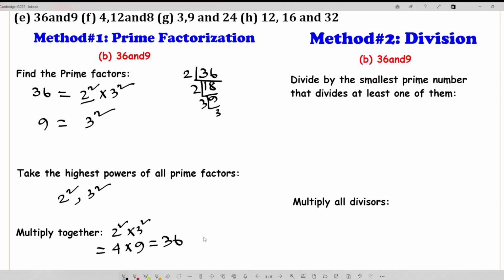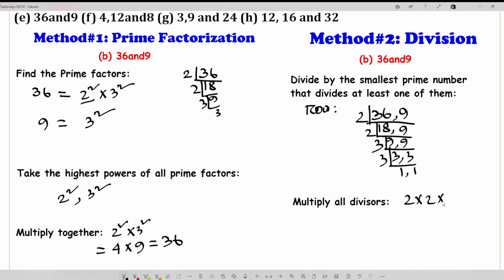So the LCM is 36. Once we use the division method, first we have to write it in a row. So 36, 9. First we divide by 2, 18, and here is 9. Divide by 2, 9 and 9. Divide by 2, it's not possible. So 3, 3 and 3. Divide by 3, 1 and 1. So multiply all divisors. So 2 times 2 times 3 times 3. So 4, 12, 36. Right? So this is our answer.